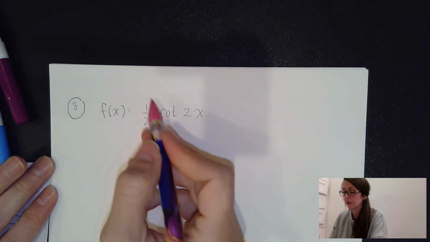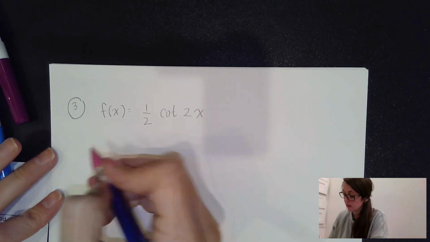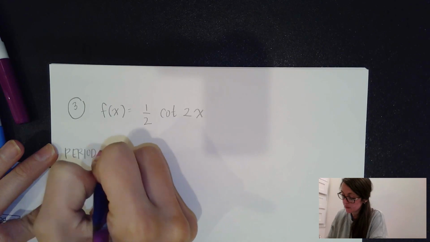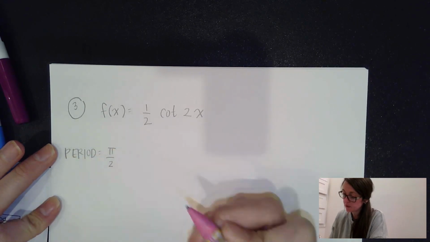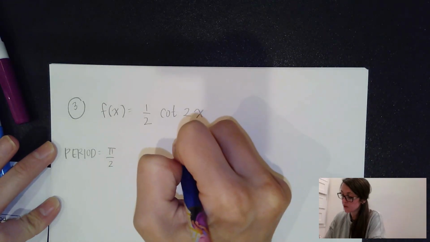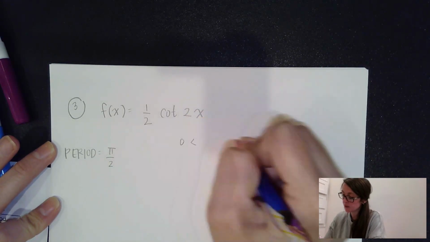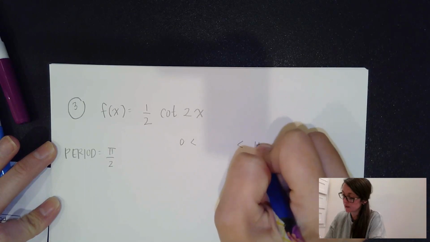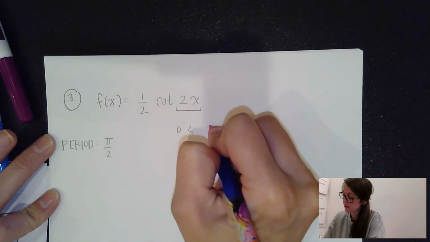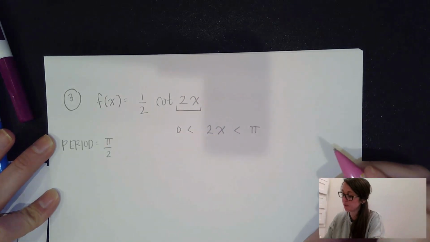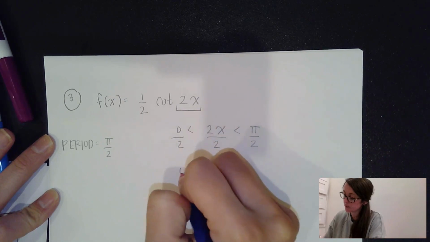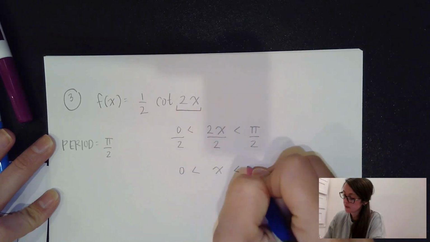Okay, you're not going to have an amplitude here. Your period is going to be pi divided by 2. So your period is going to be pi over 2 now. So cotangent's asymptotes lie between 0 and pi. But I have this 2x inside of here, so we do need to isolate that. If I isolate it, it becomes 0 to pi over 2.